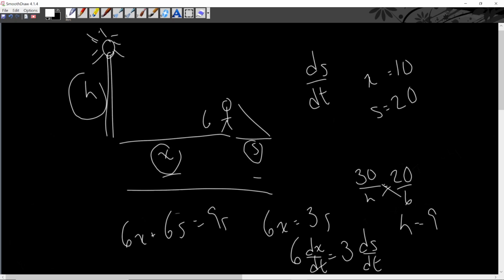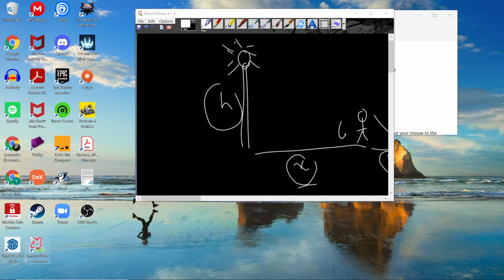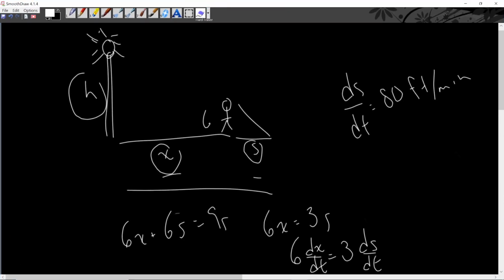And we know dx/dt. What did we say dx/dt was supposed to be? Oh, yes, dx/dt is supposed to be 40. If you plug that into 6 dx/dt, you will have 6 times 40, so 240. And then you divide by 3, so ds/dt will be equal to 80 feet per minute.